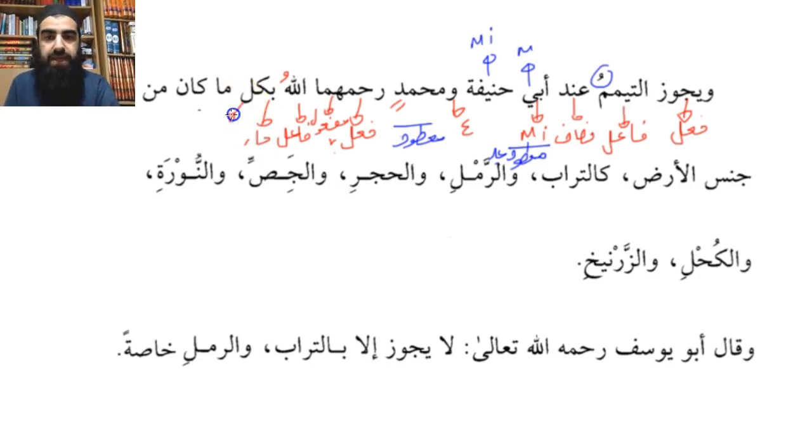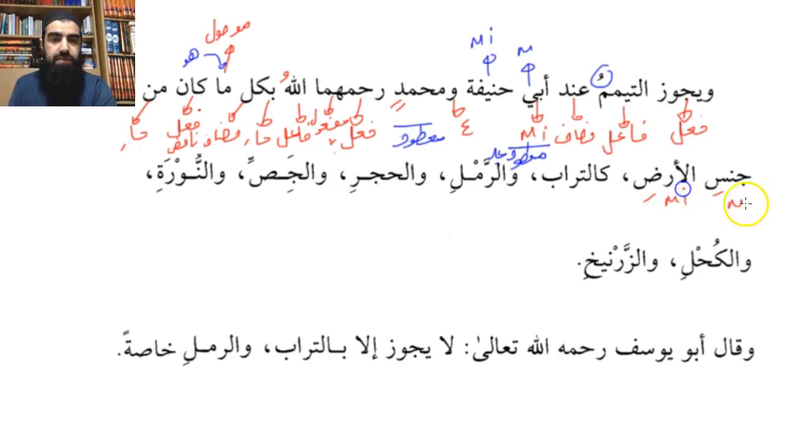Okay, bi jar kul is mudaf, ma is mawsool. Kana is fi'l naqis, and the ism of kana is actually inside of it. Okay, inside of it, which is huwa, that goes back to ma. All right, min, this is jar. Jins is mudaf, and ard is mudaf ilayhi. Right, let's write that down, m and mi.